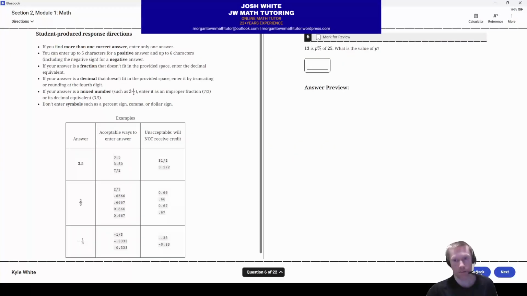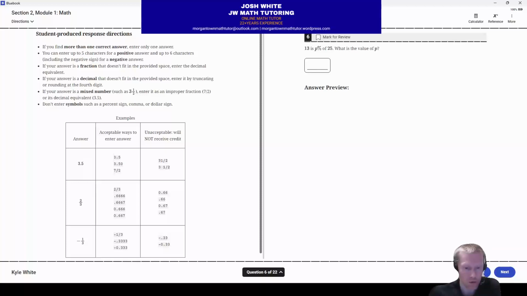All right, next up, number 6, here we have a fill-in free response question. And this one deals with percentages. So it says, 13 is p% of 25. What is the value of p?